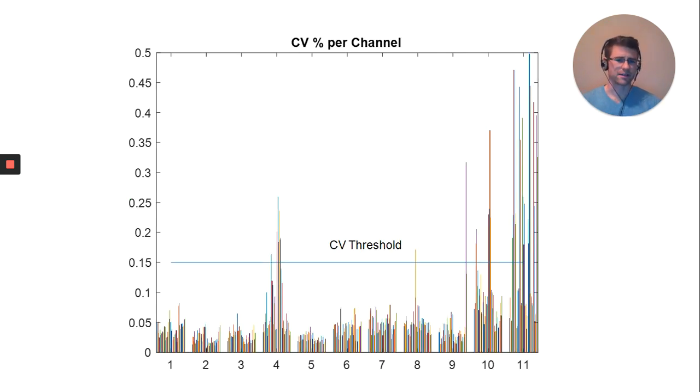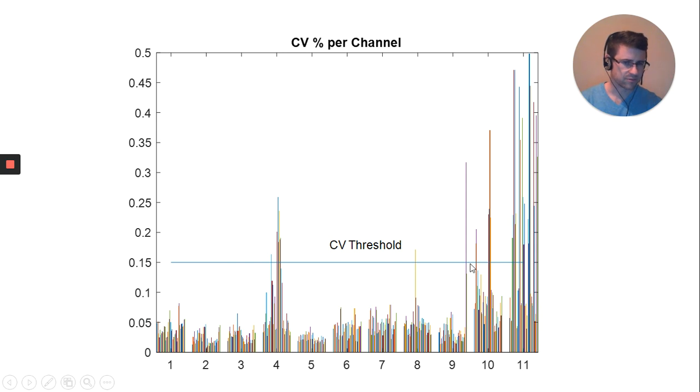So this is what it would look like. Just to show you, I have 11 subjects here. The majority of them are quite nice data sets, but you'll see especially here's my threshold at 15% in this blue line. Subject 11 has a lot of channels that are very bad. So subject 11, a lot of noise going on.